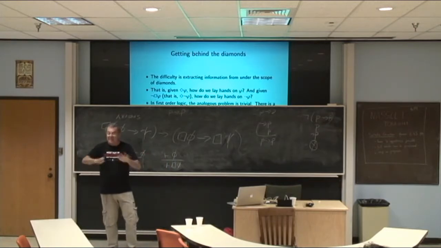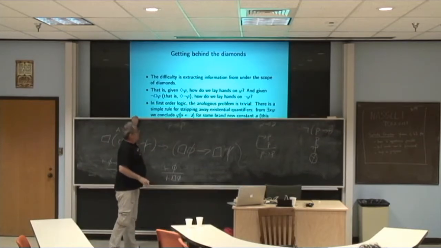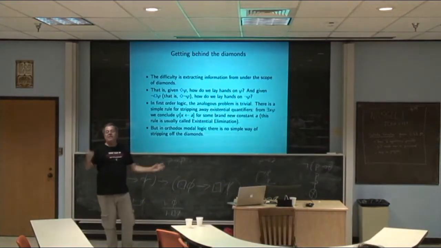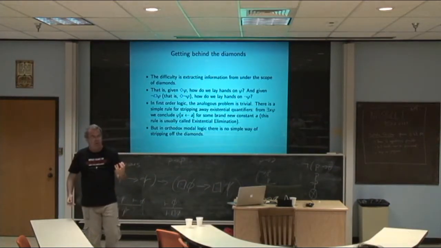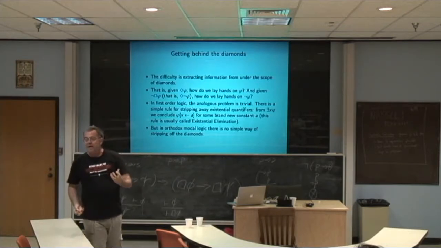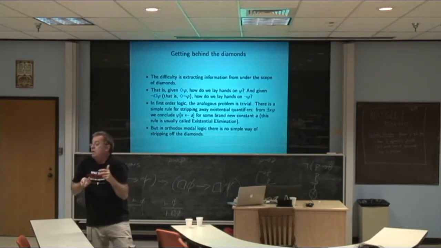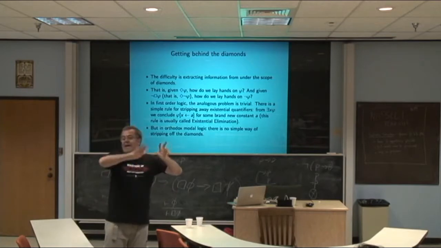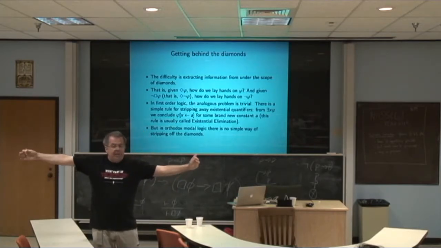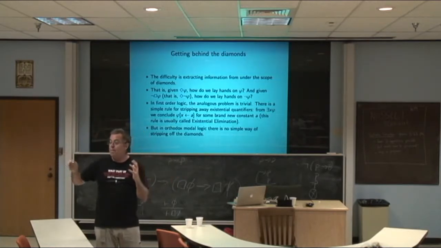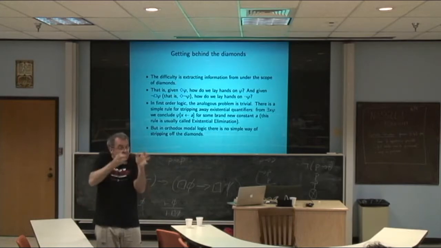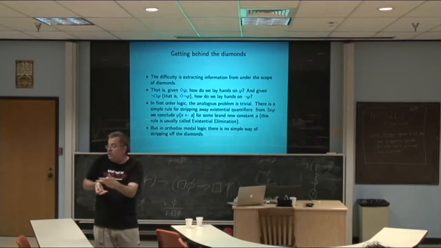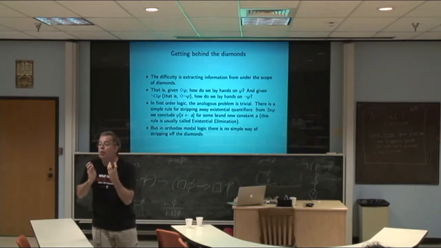That's it in a nutshell. Okay? You can't get behind the diamonds. You're happily working your way down a tableau, and you come to this woman with diamond five. Now maybe it's diamond he, or maybe it's diamond yada yada yada, things with lots of embedded symbols. It doesn't matter. You've got to get rid of that diamond and get to work on the information that comes after the diamond. How do you do it?